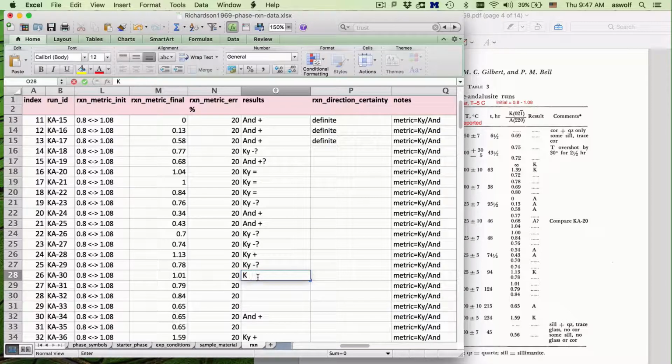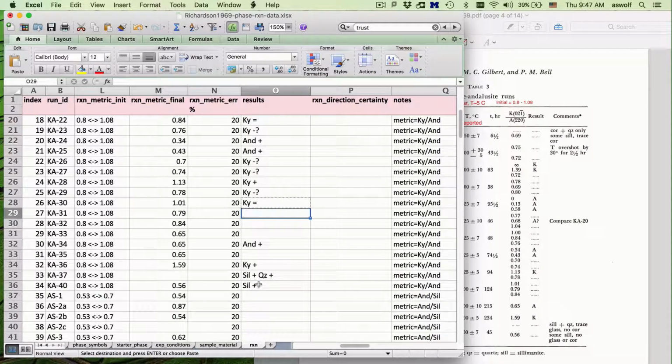This one stayed the same. And make sure you actually typed the actual values. And we're almost done here. This one decreased questionably. This one stayed the same. Decreased questionably.